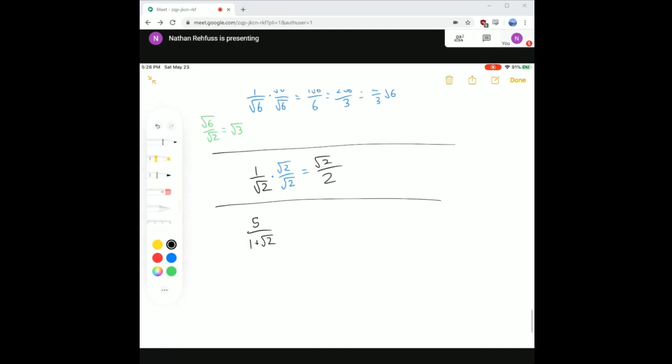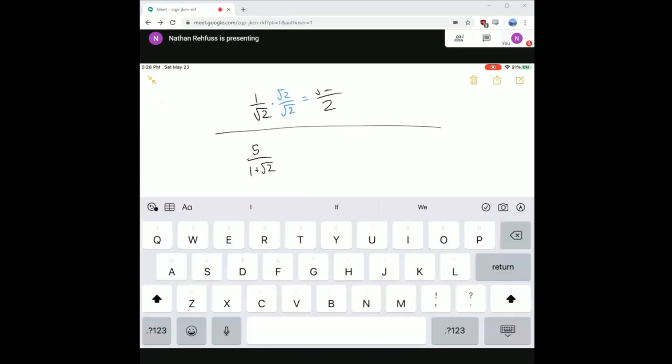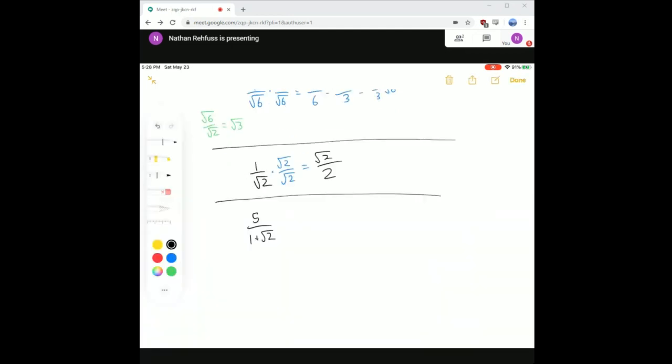First off, you might be thinking, why don't we multiply the top and bottom by root 2? If I do that, multiply by root 2 over root 2, it doesn't work. The top becomes 5 root 2, and the bottom becomes root 2. I have to distribute. Root 2 times 1 is root 2. Root 2 times root 2 is 2. I've made things worse.